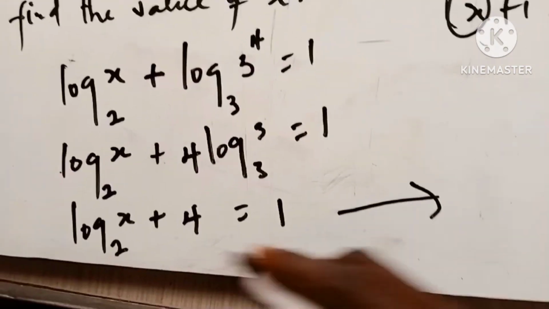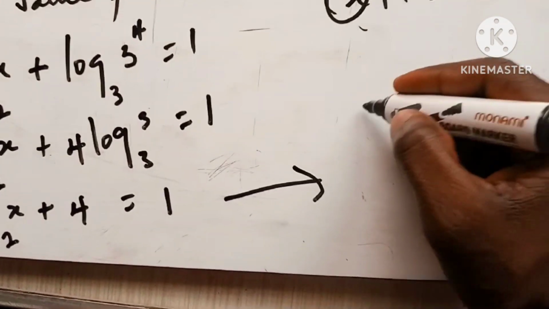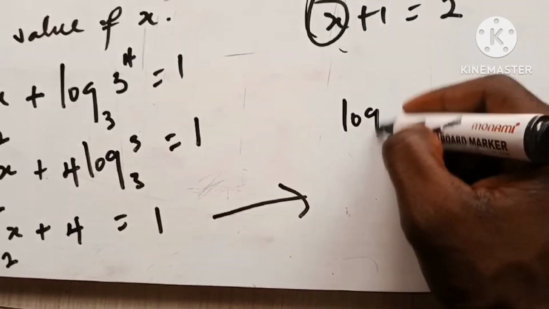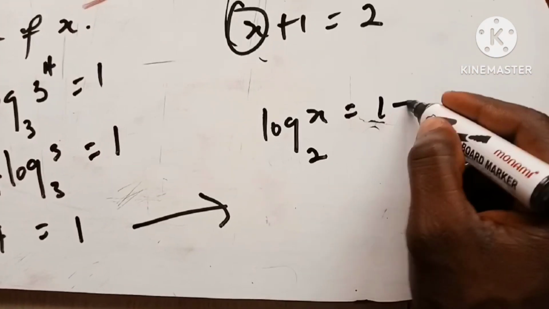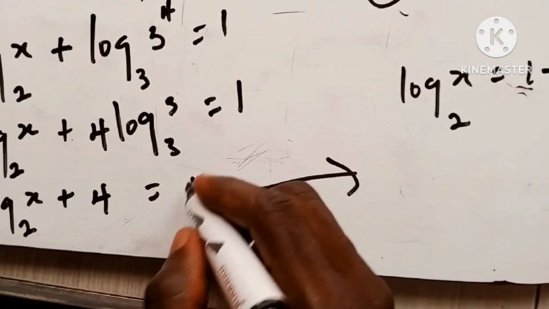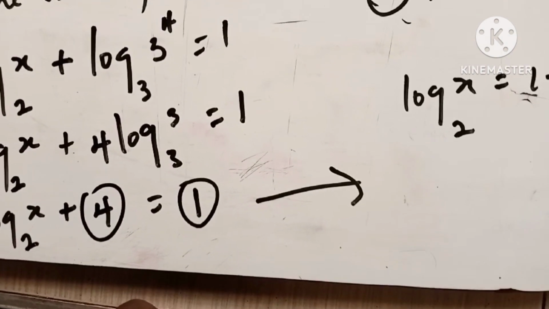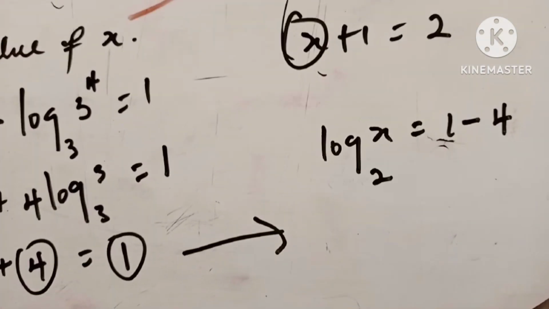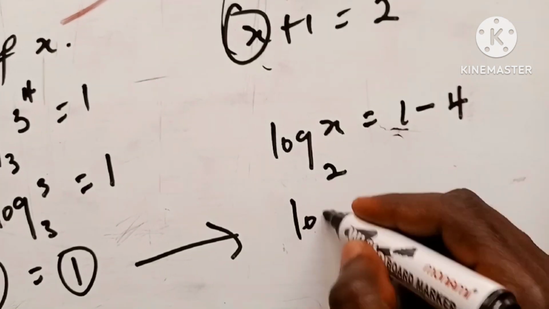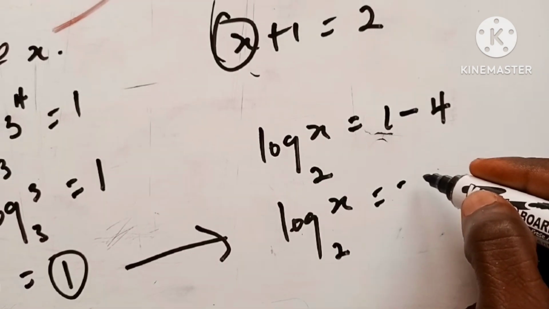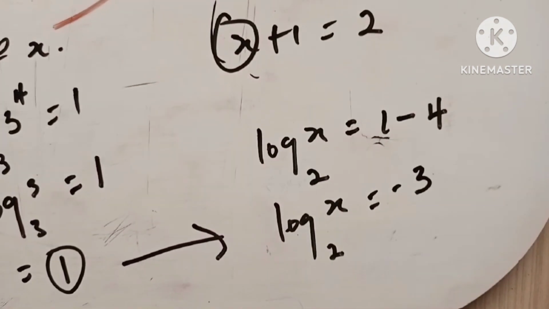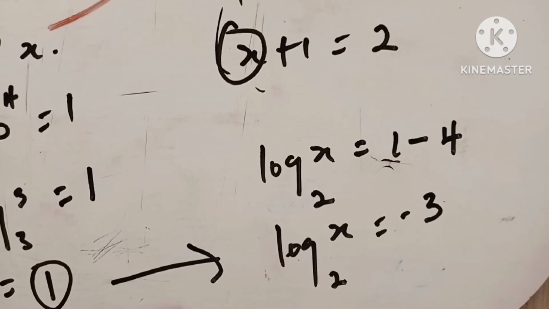Well, what will happen if you move from this side? It means that we are going to have log of x base 2 equal to 1 minus 1, because this is a number and then this is also a number. So we want to group them on one side of the equation. So we have log of x base 2 equal to -3. Is that okay?